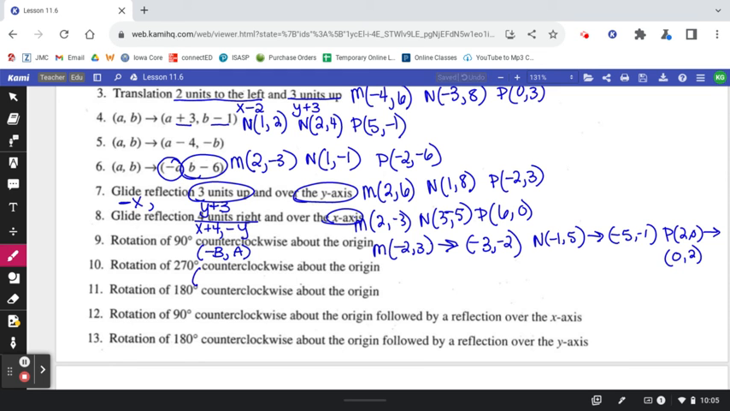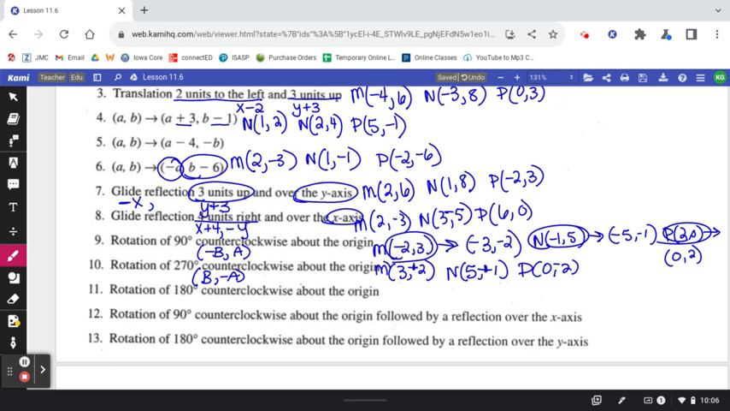For 270, I switch their positions, but change the second coordinate. So again, this one right here shows my original M. So I'm going to switch their positions and then change the second coordinate. So it's going to become a positive. In N, here's my original. So I'm going to switch their positions and change the second one. And for P, here's my original. So I'm going to switch their positions and change the second one.